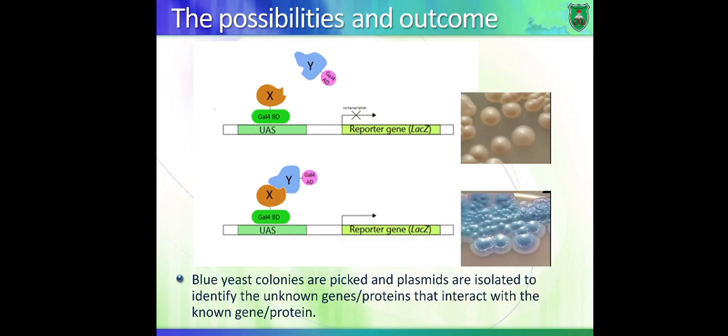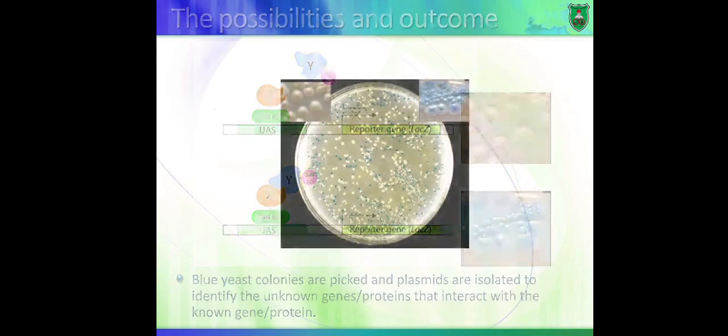If there is no interaction between X and Y, it means that these two domains are not close to each other and there is no transcription, and as a result, yeast cells would look white. So here we have it. Then we have all of these yeast cells. Some look blue, others look white. What we do, so we are interested only in the blue yeast cells.